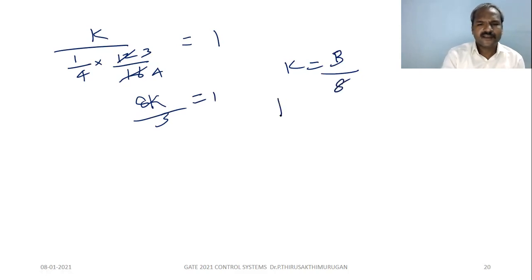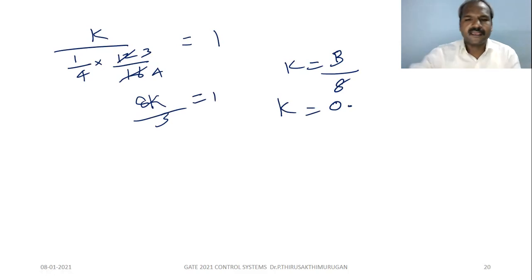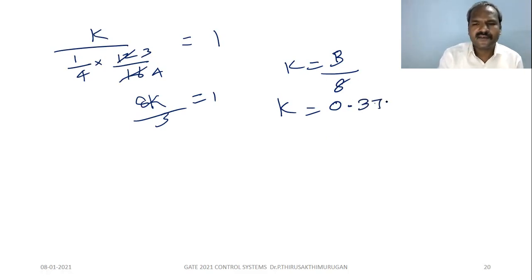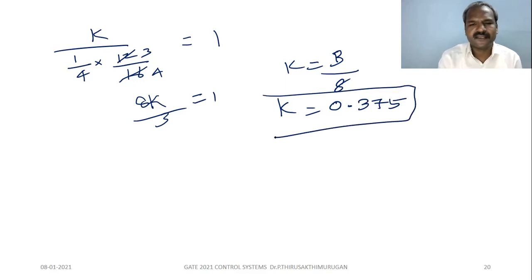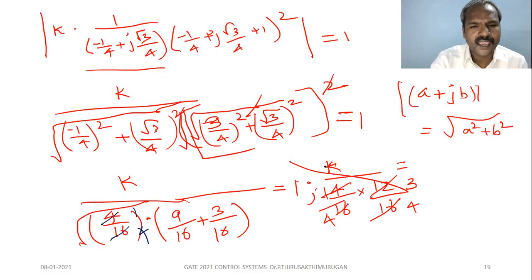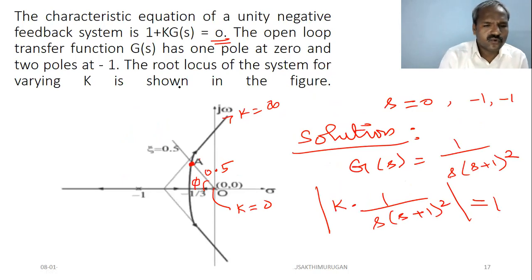So what is the value of k? Please tell me k. 3 by 8, which is 0.375. Please, my dear students, try to understand. The value of k is 0.375. This is the value of k at this point on the root locus, the gain at this point is 0.375.